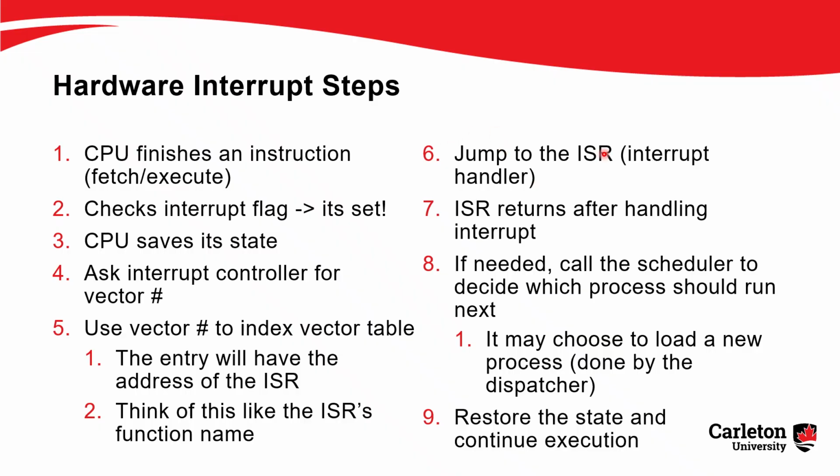We can then jump to the ISR, so that's the same as just calling the function, right? We want to set our program counter to equal whatever the starting address of the ISR is so that we can execute it. And that'll handle capturing the input or whatever the interrupt was for. So for our keyboard, it might be: read from the keyboard's buffer what keystroke was input, and then clear the interrupt. After we're done handling the interrupt, it's going to return. It's going to return to the interrupt handler in the OS, and the interrupt handler is going to decide if it needs to make a scheduling decision.